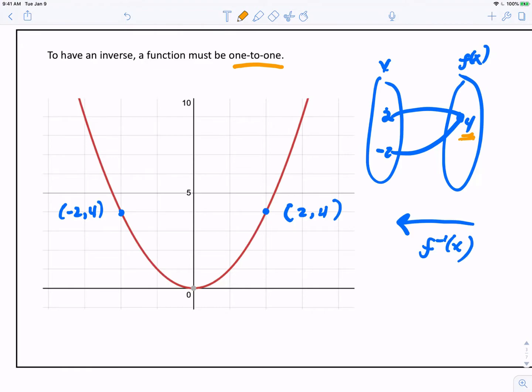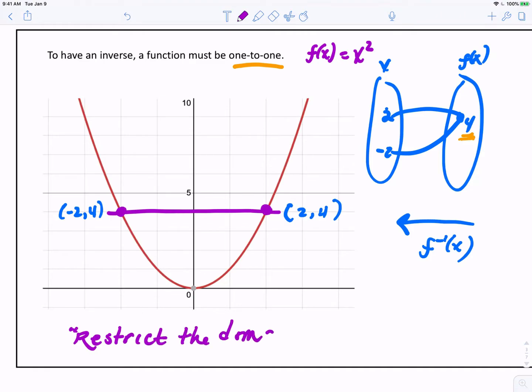Just as a reminder, a quick way to tell if a function is not one-to-one is to draw a horizontal line. If the horizontal line can cross the function in more than one place, the function is not one-to-one. So does that mean this function, which you probably recognize, f of x equal to x squared, has no inverse? Well, in cases like this, where the function is not one-to-one, we restrict the domain.